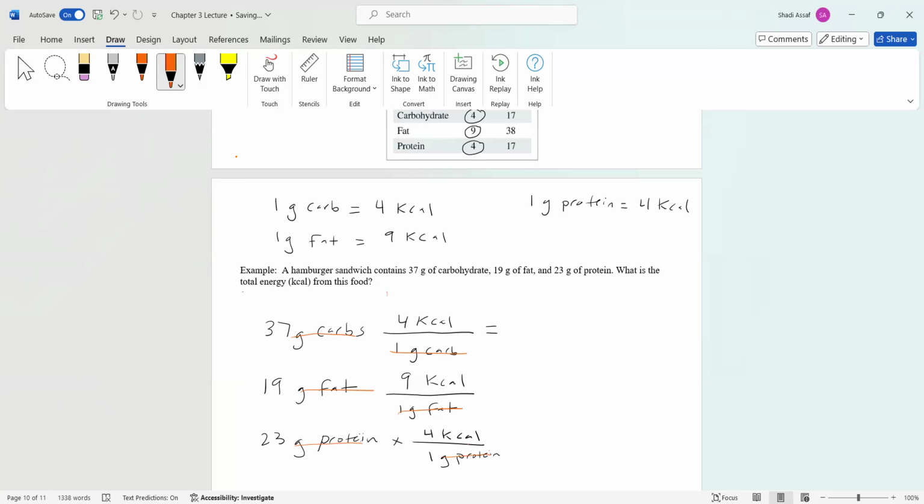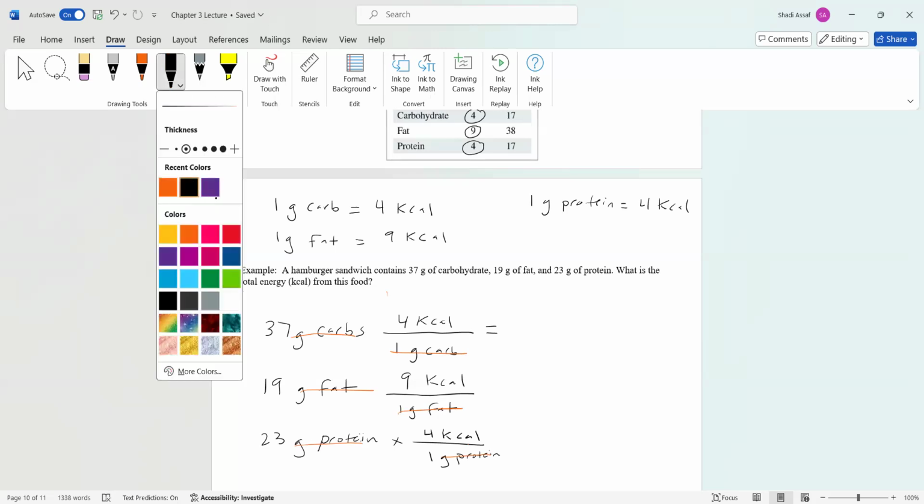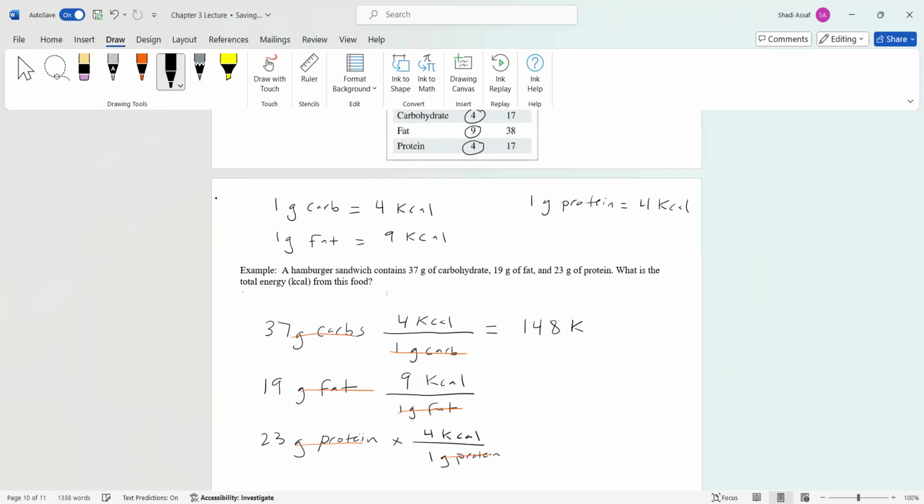If we multiply these, we take the first one, 37 times 4, you get 148 kcal. 19 times 9, you get 171 kcal. And 23 times 4, you get 92 kcal. The total is found by adding up all of these. If we add up the calories that we have here, we get 411 kcal, or 411 nutritional calories in a hamburger.